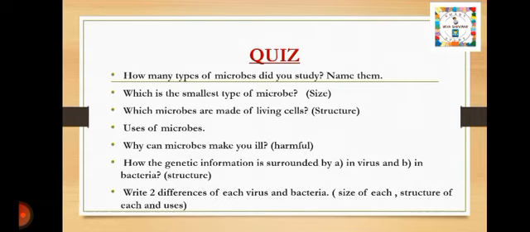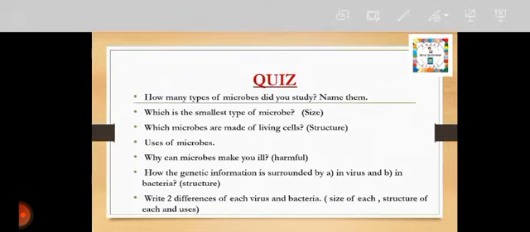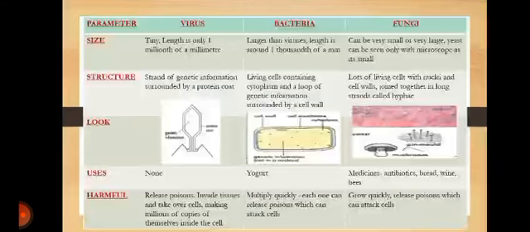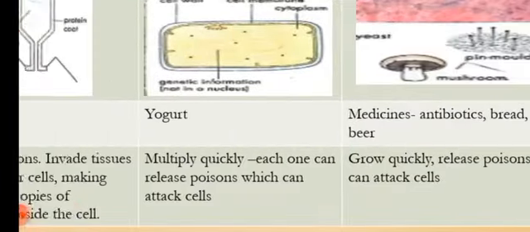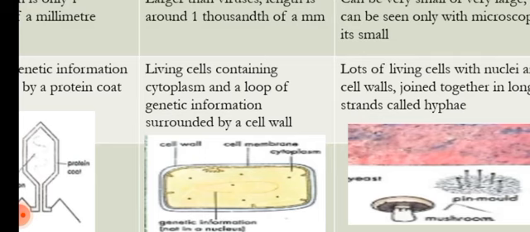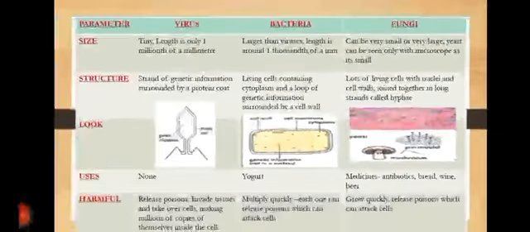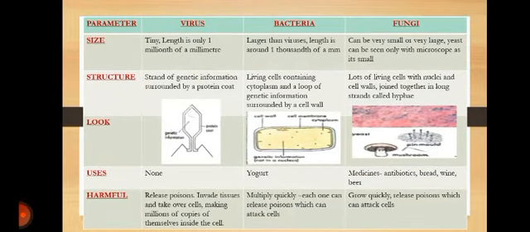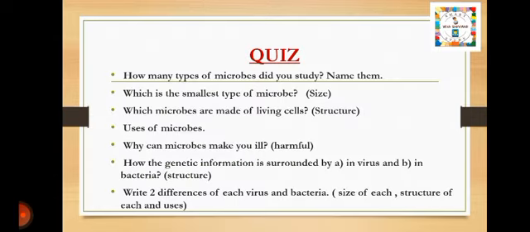The next question is, how is the genetic information surrounded, first in virus, second in bacteria. We just had a look that in virus it is surrounded by a protein coat, and in bacteria it is surrounded by a cell wall. It is clearly visible in this picture. Hope so far you are clear with the points and we are going together.